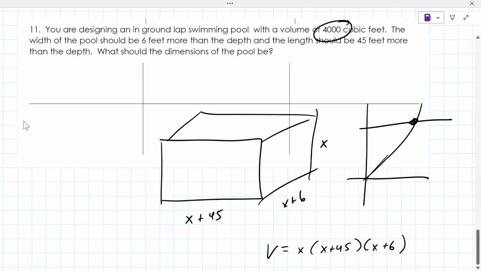We are basically out of time, so we're gonna stop right here.